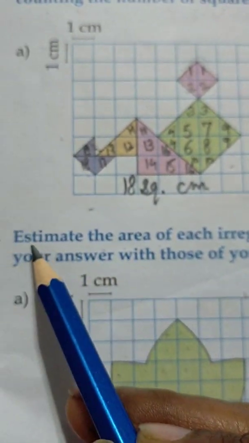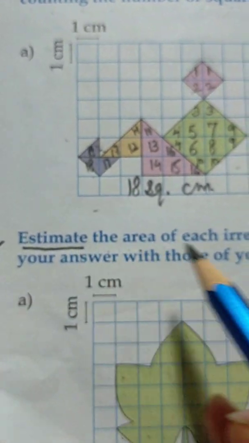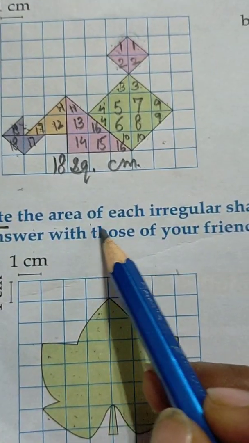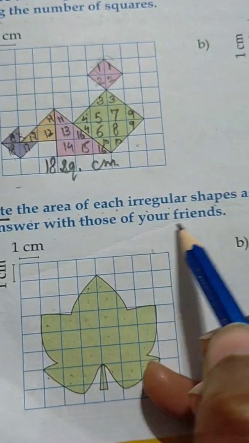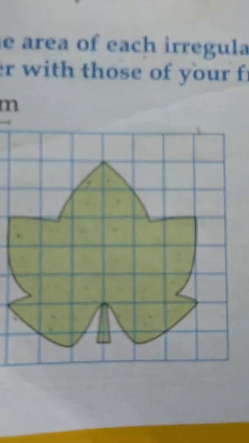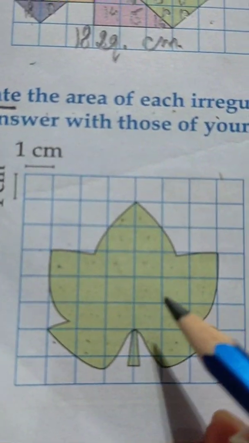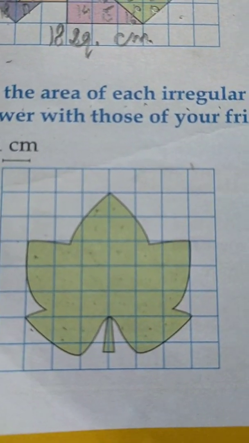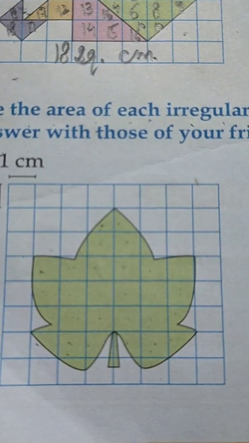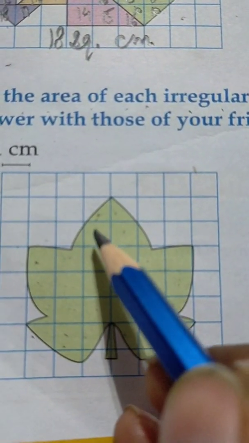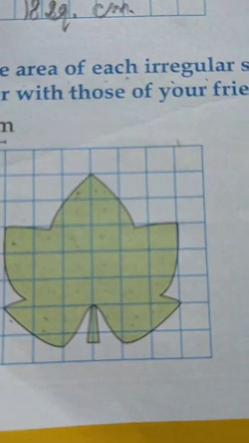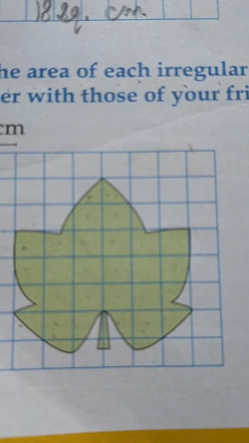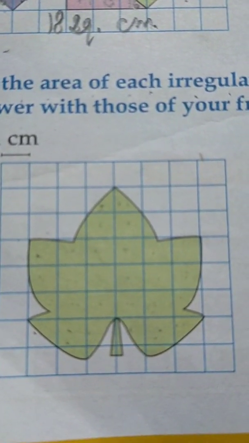Estimate the area. Here we have to give the estimation, not the exact, we have to give only an estimation. Area of each irregular shape as shown below. Compare your answer with those of your friends. Yes, now see carefully beta. In irregular shapes, what do we have to do? We have to count the squares that are half or more than half. The ones that are half, we will count as half only. Listen carefully beta, the ones that are half, we count as half only.